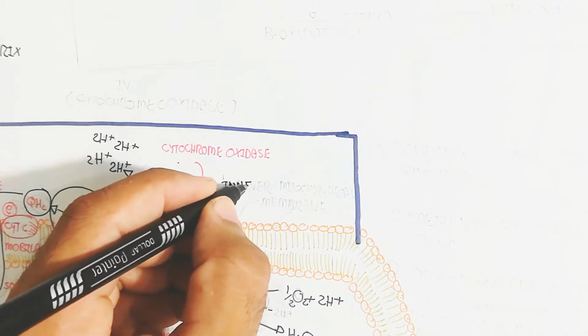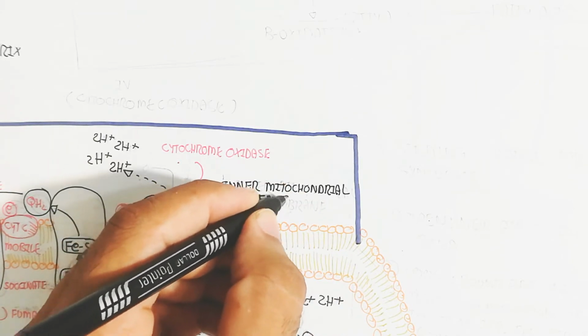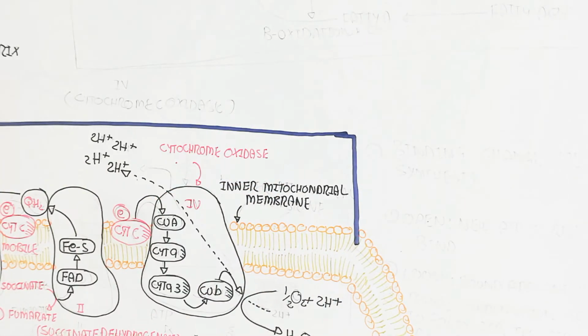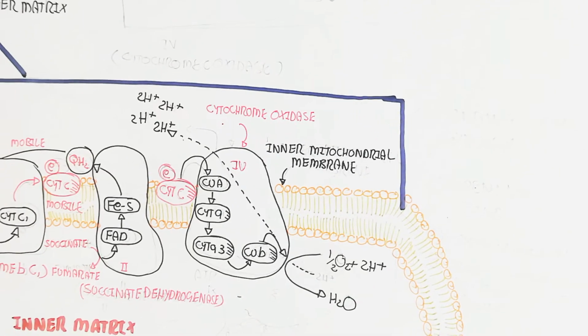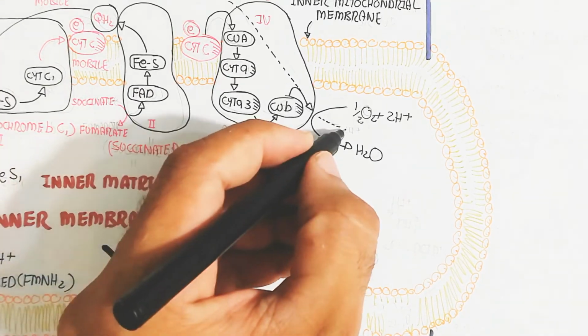So the inner mitochondrial membrane is here. You remember that. Basically, coupled electron-proton transfer occurs through NADH oxidoreductase, which we have discussed, and we have discussed the electron transport chain a little bit.